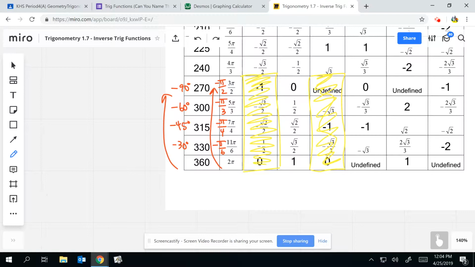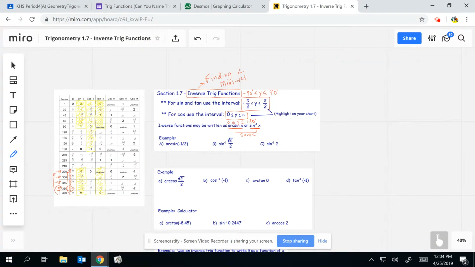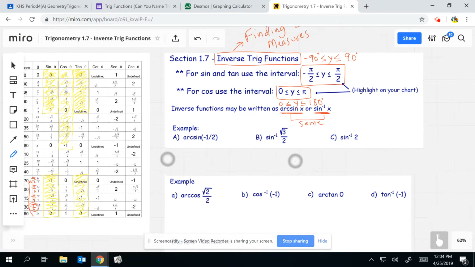If I was to go down my unit circle and start by going down, you'd be going down to -pi over 6, -pi over 4, -pi over 3, -pi over 2. Okay, you'd be going to -30, -45, -60, -90. So that would be going from the bottom, moving up. So the angle that we want would be the -pi over 6 or the -30 degrees, depending on if we're in radian or degree mode. That would be the angle between my interval. That would be the number between -90 and +90.